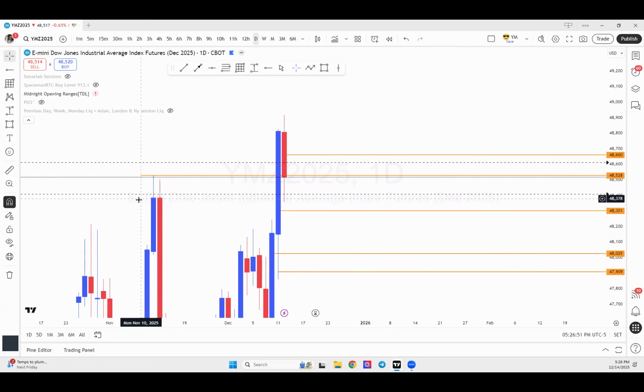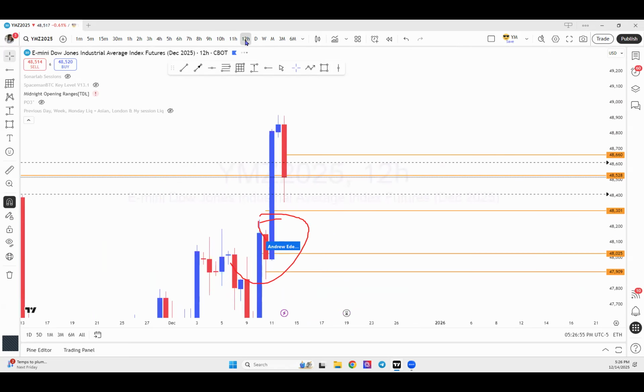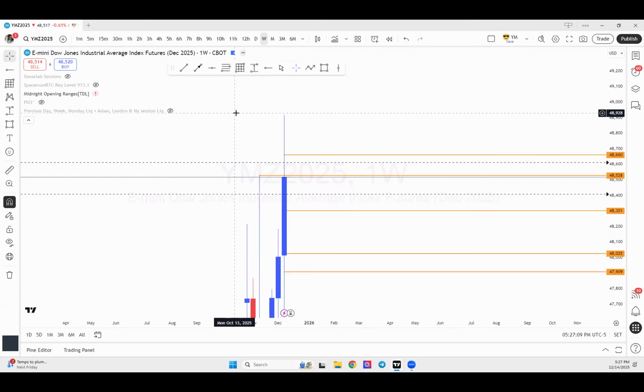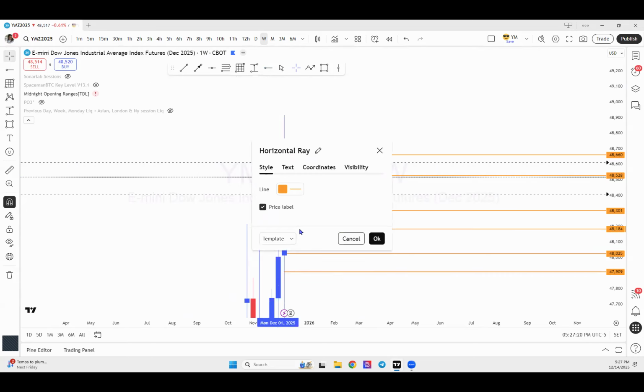So go to your 12 hour. Let me see how this level will look. You see, there's a block right here. So that is why this area right here. If you go back to the weekly, mark this candle out like this. Put a horizontal ray there and change the color.